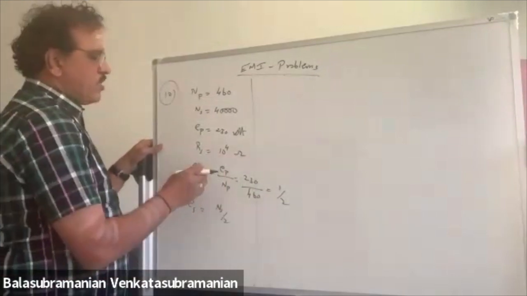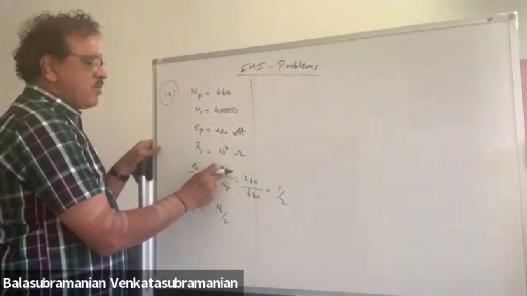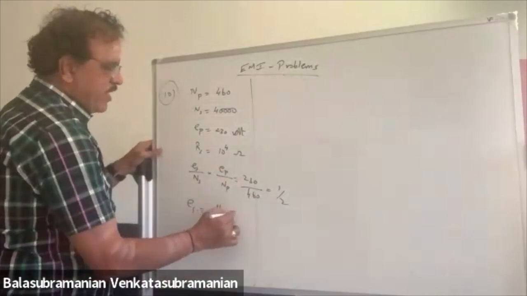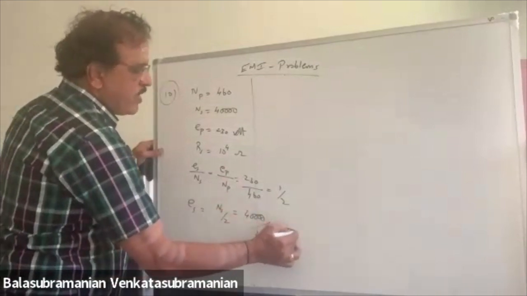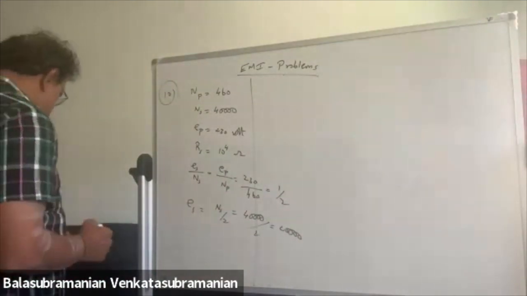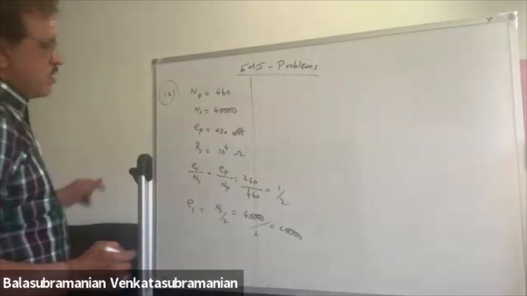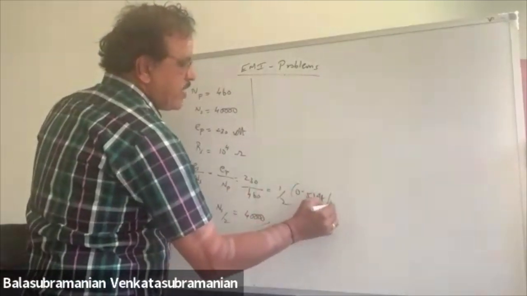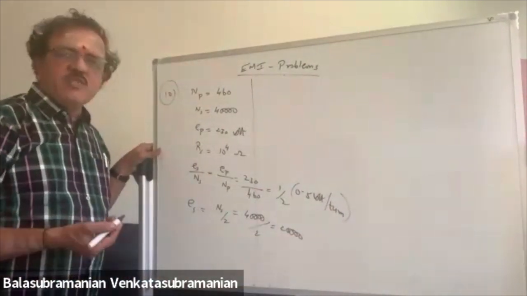Anything you can do. You can very well write ES is equal to NS into EP by NP also. Same concept only. NS by 2, that is 40,000 by 2, 20,000 turns. 20,000 volt. This is 0.5 volt per turn. 1 by 2 is 0.5 volt.